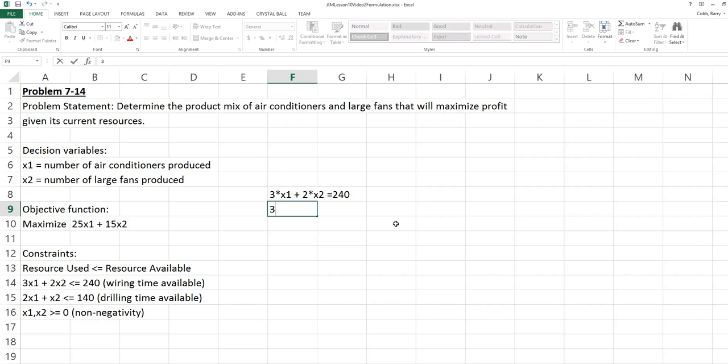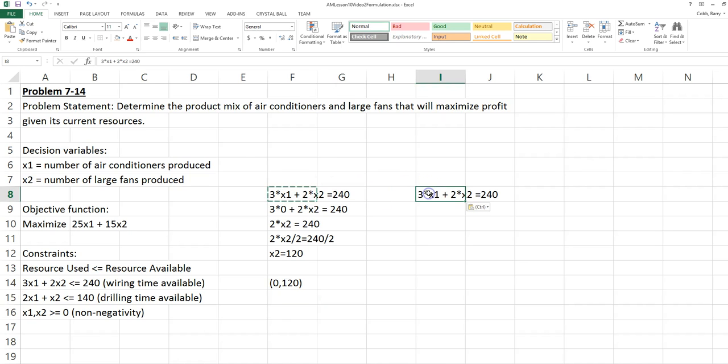Suppose we decide not to produce any units of x1. So we substitute 0 for x1. This reduces the equation to 2 times x2 equals 240. If we solve for x2 by dividing by 2 on each side, we get x2 equals 120. So the first point on this constraint is x1 equals 0 and x2 equals 120.